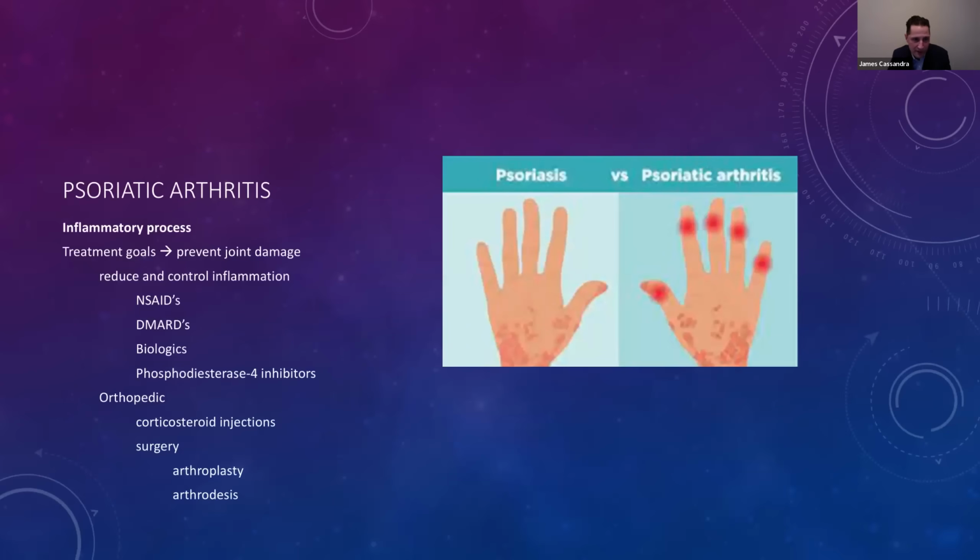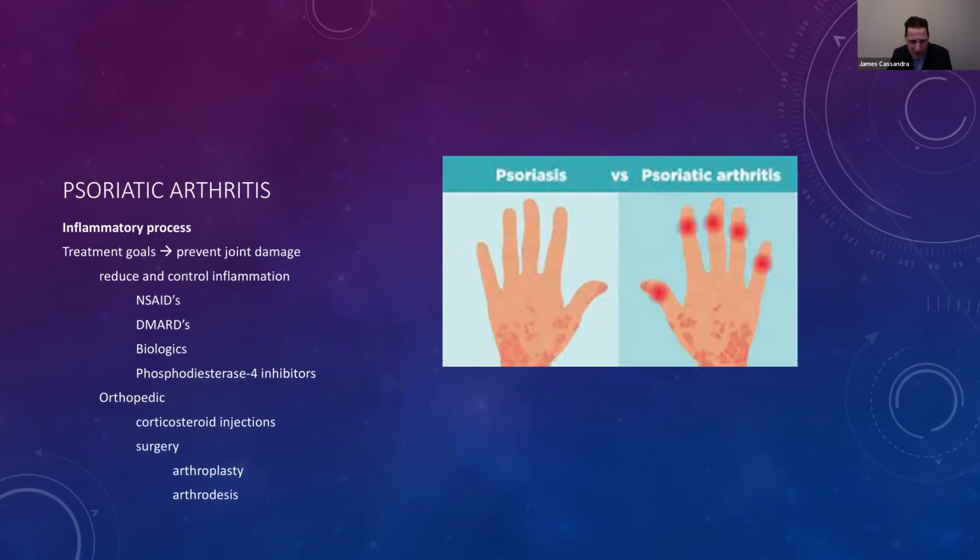The psoriatic arthritis is an inflammatory process. The treatment goal is to prevent joint damage. So if these patients have psoriasis, you want to worry about any arthritic symptoms, and try to manage this and help. We want to prevent any joint damage. So to reduce and control inflammation, we have anti-inflammatories, disease-modifying agents, biologics, and phosphodiesterase 4 inhibitors.